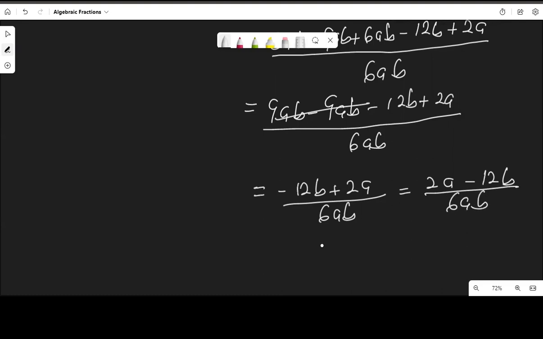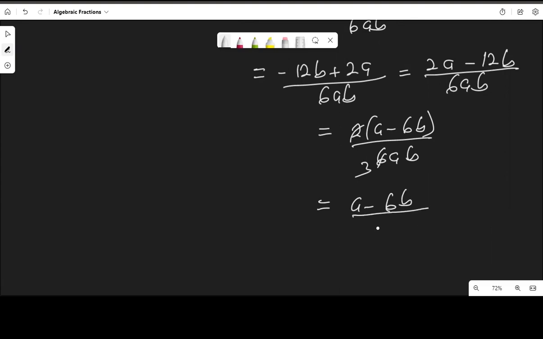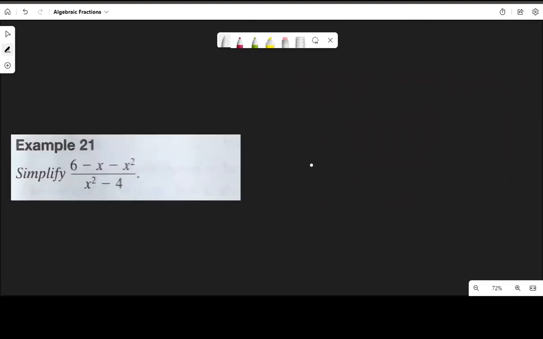2 is common there, so we could factor that out. That will be 2 times (a minus 6b) over 6ab. 2 here goes 1, 2 here goes 3. So our final answer is (a minus 6b) over 3ab. Example 21, we have a quadratic expression here.